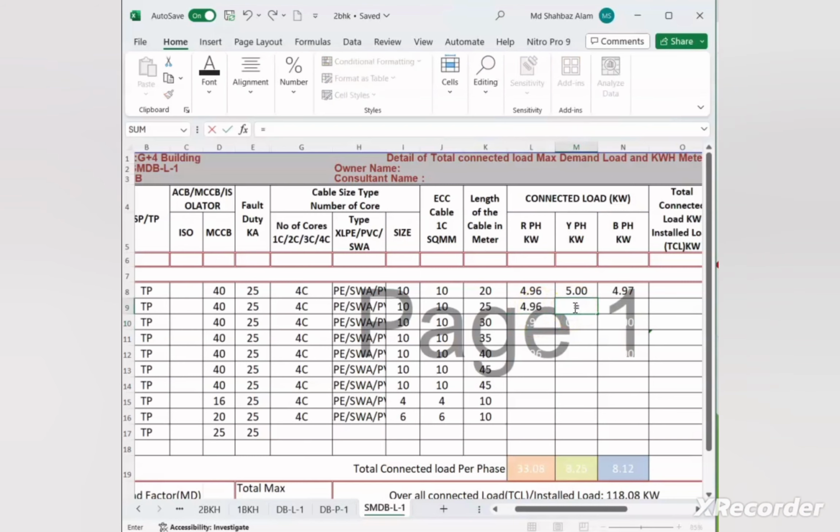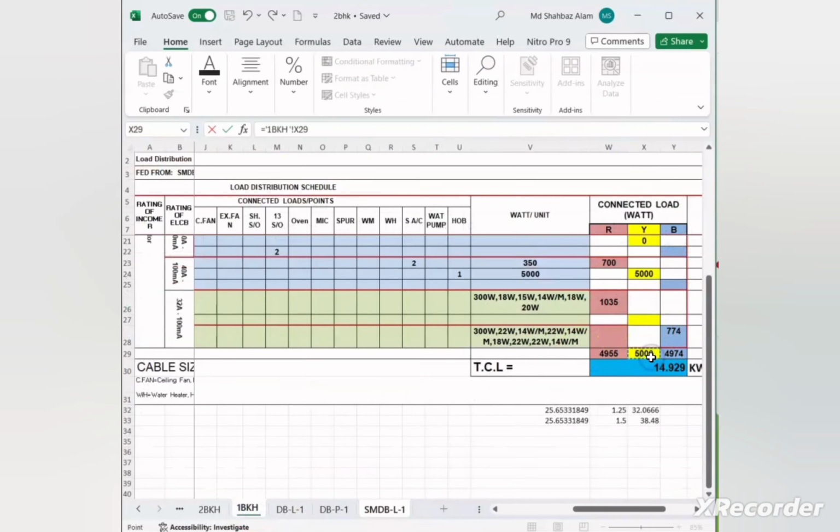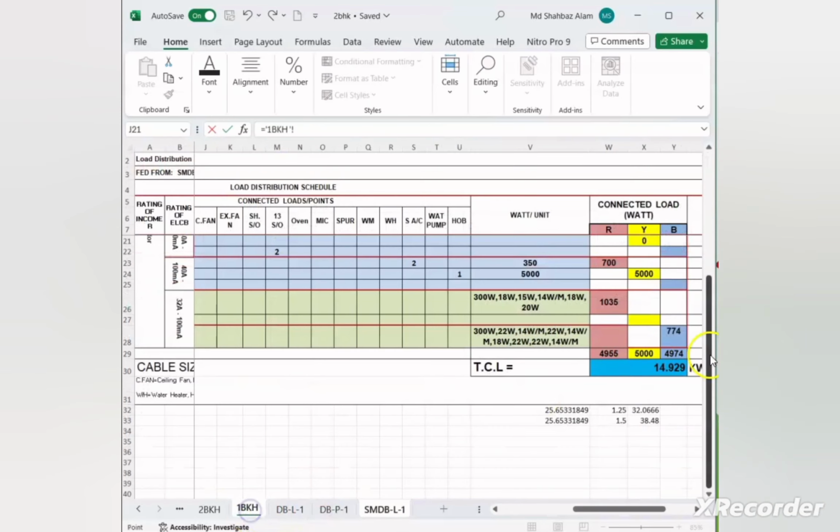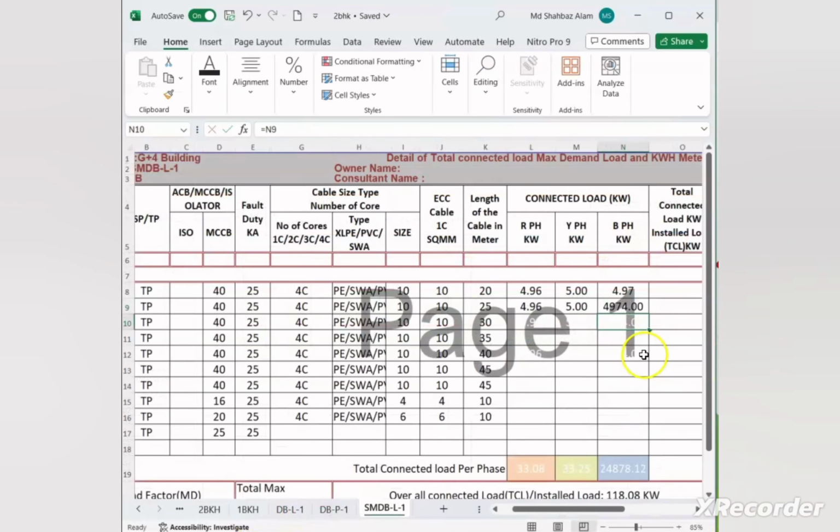In same way I will repeat it for B phase. I will divide it by 1000. In same way I will repeat it for blue phase. I will select the blue phase load. I will press enter. I will divide it by 1000. Hope you are clear now.